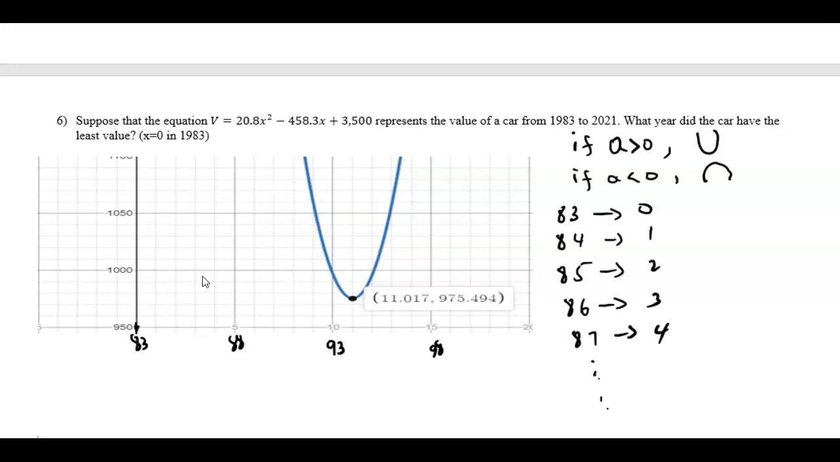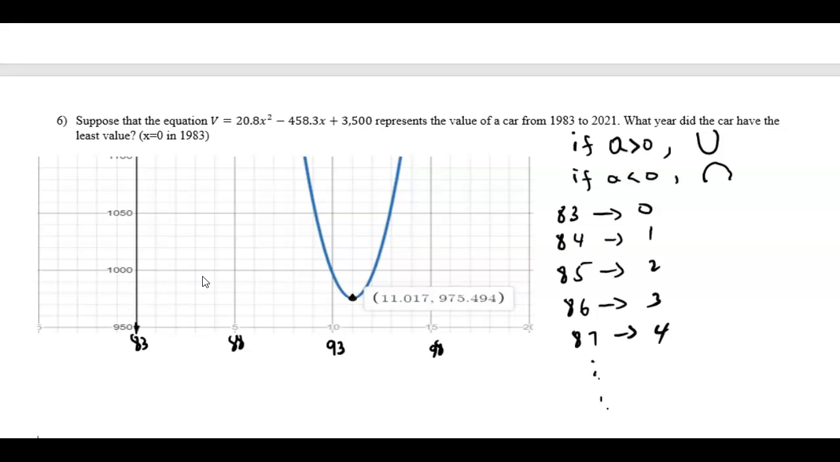So they ask, what year did the car have the least value? When it's the least value, one word we can think of is the minimum. So what's the minimum value of that car, and what year does that happen? The minimum value is the lowest point, which is again the vertex. It's wherever the curve happens, so it's gonna be right here. Since it opens down, we don't have a maximum, but we have a minimum, and that minimum is the lowest point on that graph, that point right here.